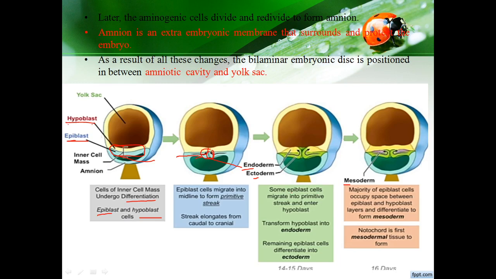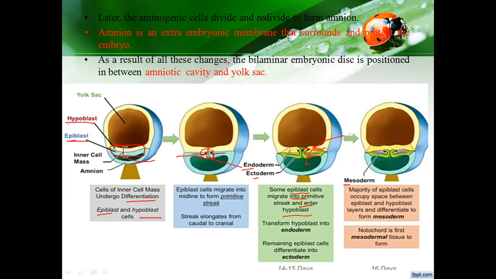Afterward, some cells of the epiblast migrate into the primitive streak and some cells enter into the hypoblast. So this region is the hypoblast region, and in this hypoblast region some of the epiblast cells enter, and some of the epiblast cells remain in the upper side, which is towards the amnion cavity. Some cells of the epiblast remain as they are, some enter into the hypoblast, and some are present in the primitive streak.